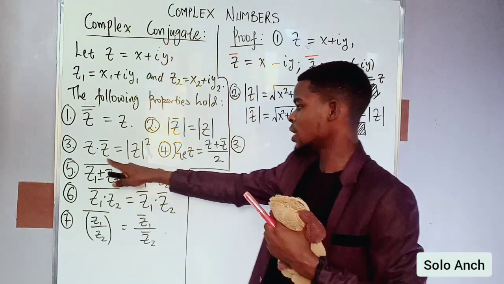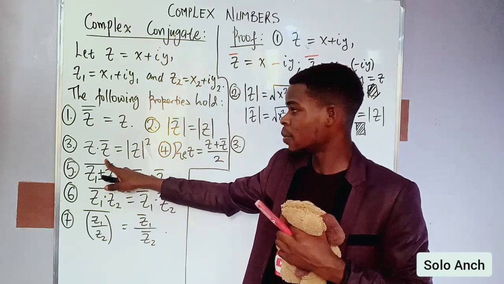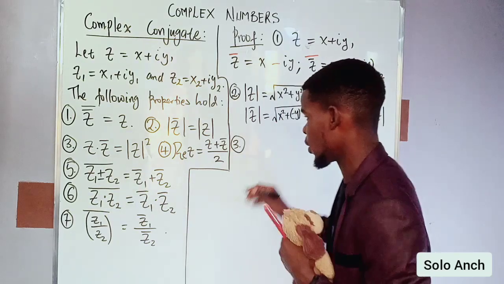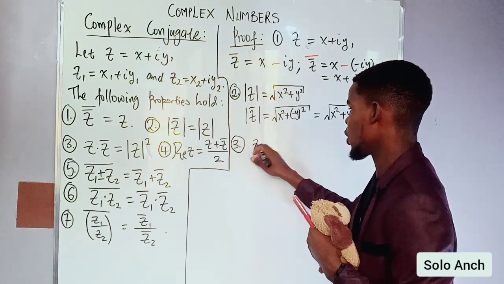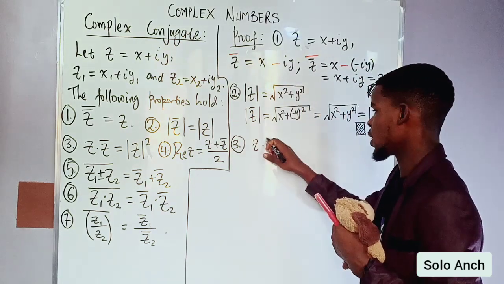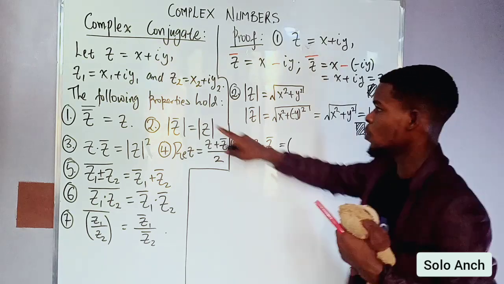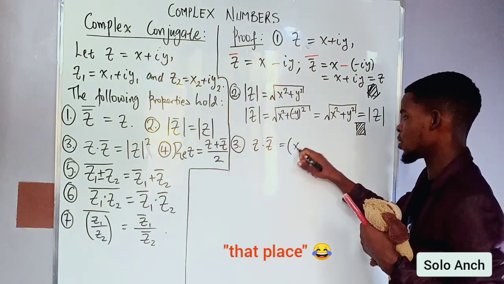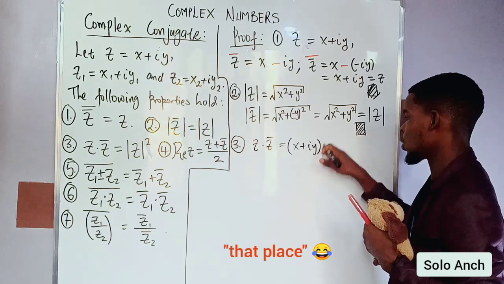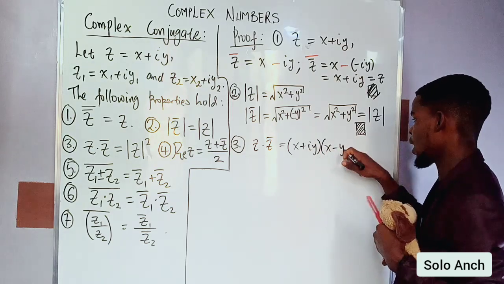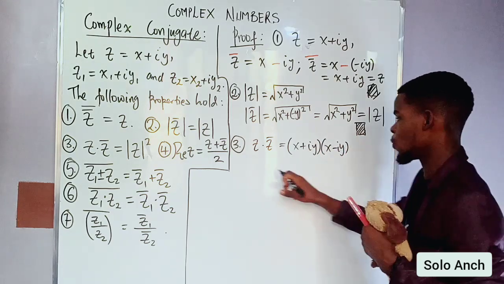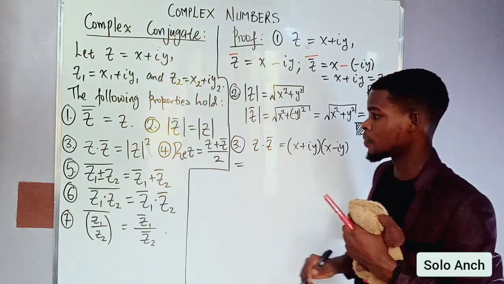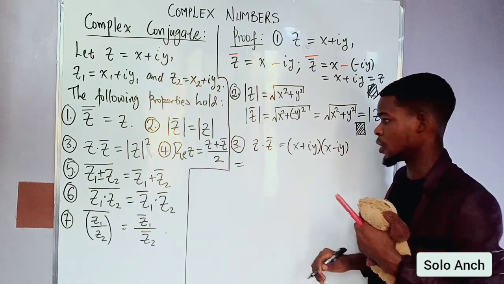Well, the third property tells us that if you multiply a complex number by its conjugate, you will get the square of the modulus of that complex number. So let's see what we get. We multiply the complex number z by its conjugate z bar. That means we multiply x plus iy by x minus iy, where the plus sign changes to minus. Let's see whether it's going to give us the square of the modulus of the complex number z.